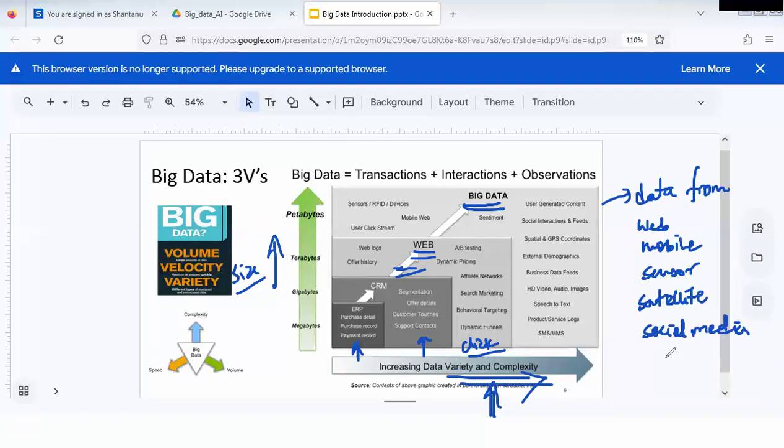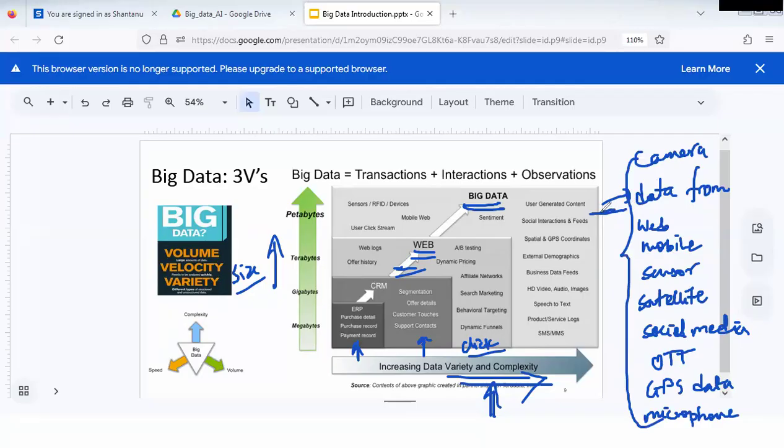OK, so OTT platforms, its GPS data, GPS location data, its microphone, its camera, data from everything or everywhere is getting utilized. Its social media accounts, whatever, everything is there to take a decision. So this becomes petabytes of data getting captured.